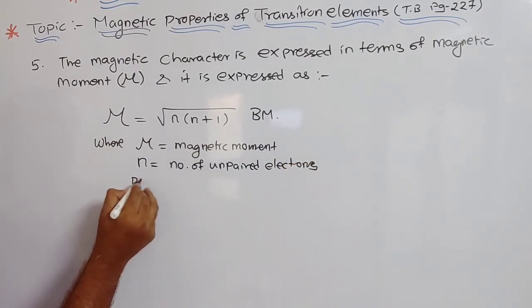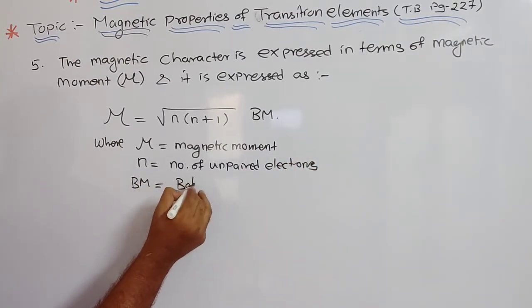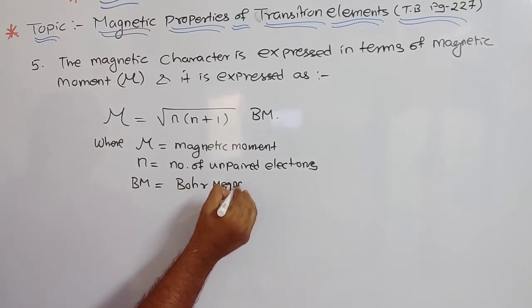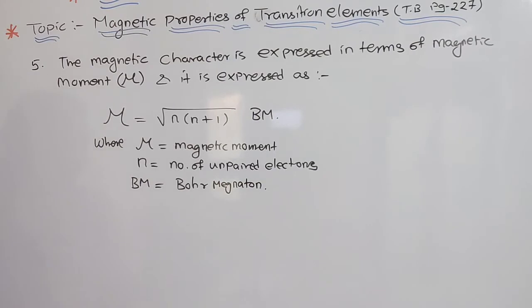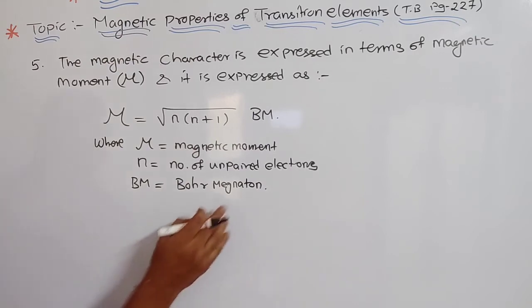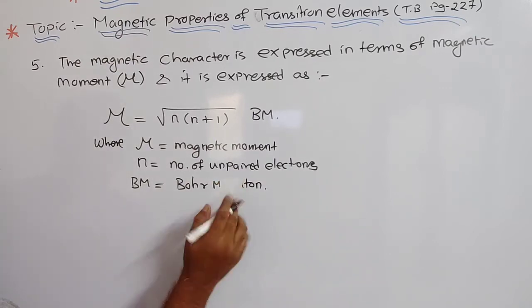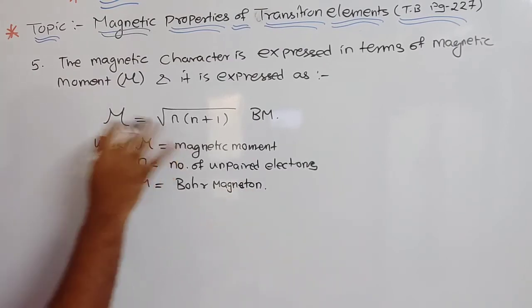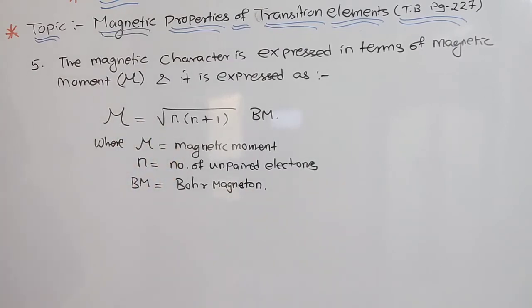Okay, and Bn is Bohr magneton. Now Bn, what we call it is Bohr magneton. It will be B.M. So this is the unit for magnetic moment, what we say.